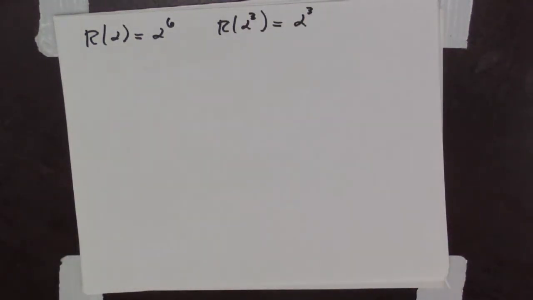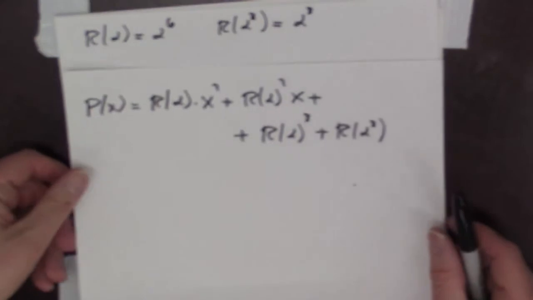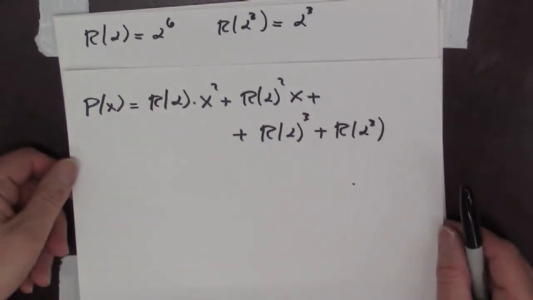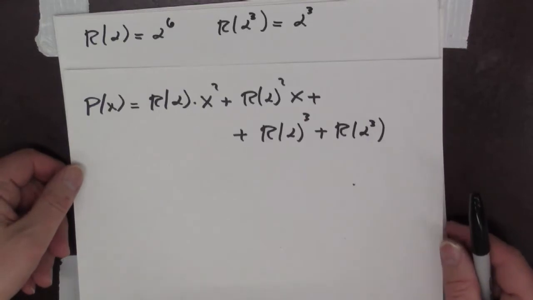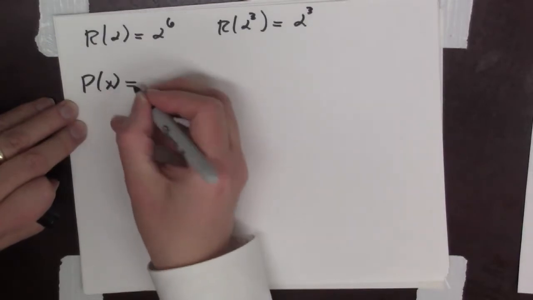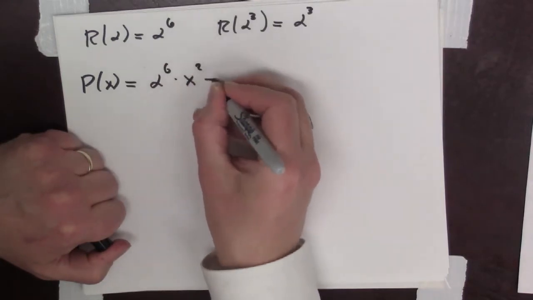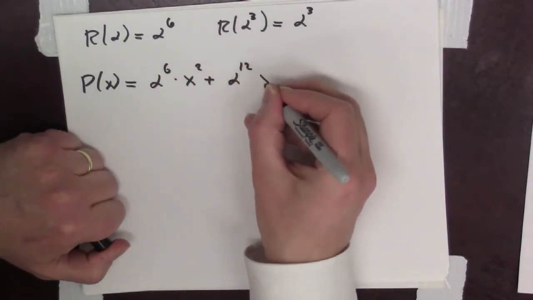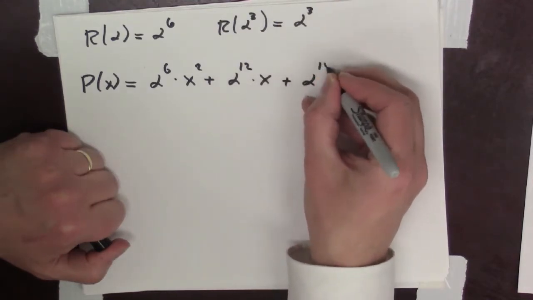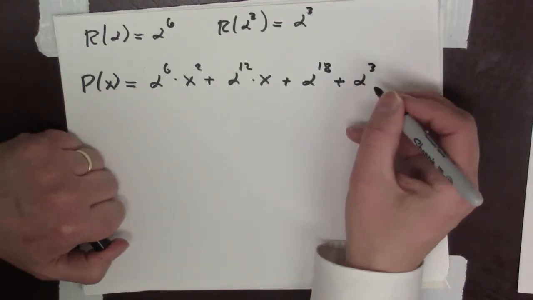Okay, so now we have to write down p of x. The polynomial came from the magic hat. There it is. I'm missing the hat in a moment. Oh well. So I'm going to write it down. P of x is equal to alpha to the 6 x squared plus alpha to the 12 x plus alpha to the 18 plus alpha cubed.